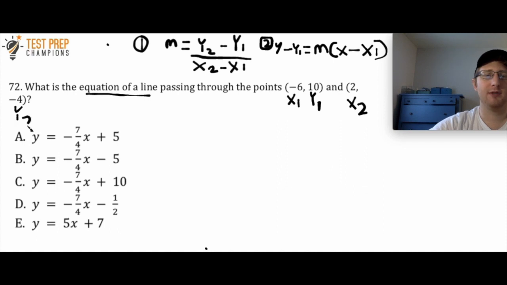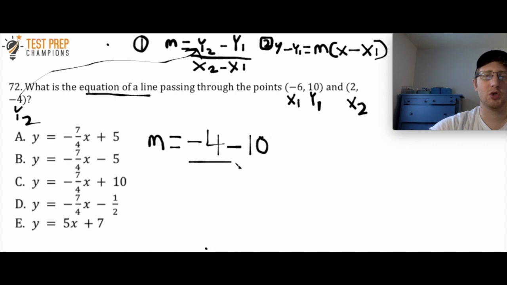So now all I have to do is use formula number 1. Slope equals y2 minus y1. So what am I going to substitute into this formula for y2? Well, if I look at my label here, -4 is my y2. So this -4 just goes into the equation in place of the y2. Now I have to do the minus y1. So I've got 10 right here as my y1. So I do -4 minus 10.